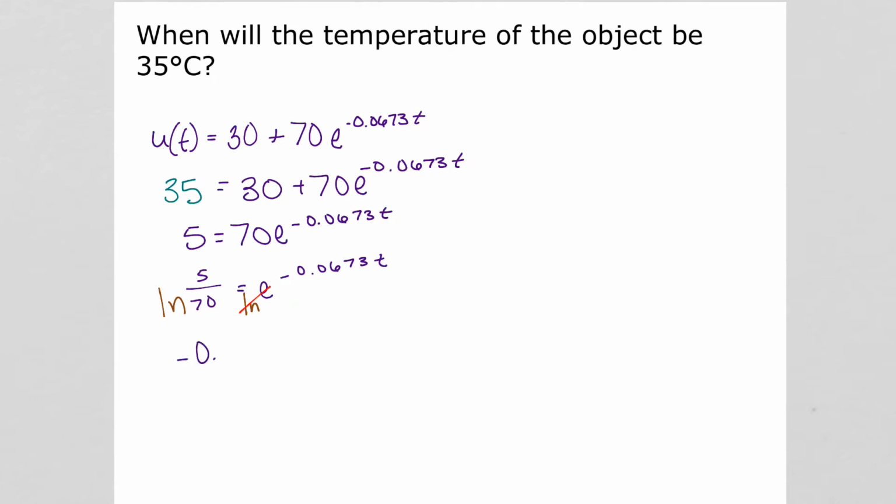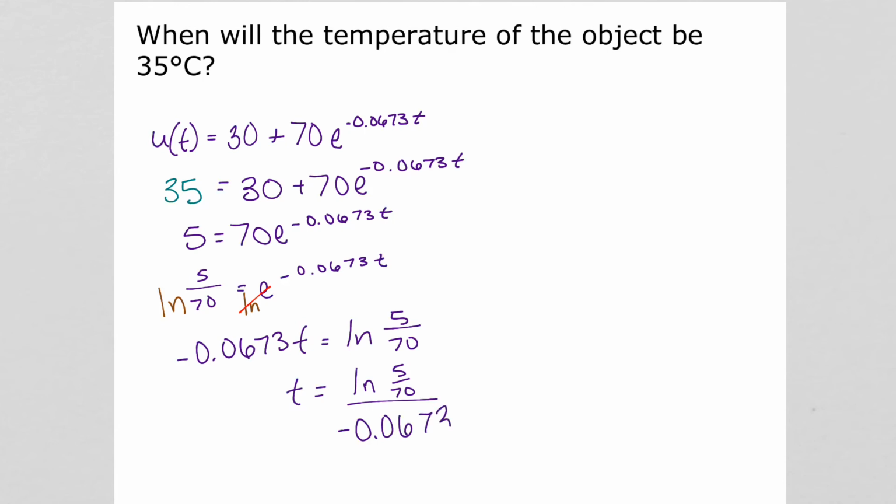So negative 0.0673 t is equal to the natural log of 5 over 70, or t is the natural log of 5 over 70 divided by negative 0.0673. It's approximately 39 minutes. And so there's your example on Newton's law of cooling.